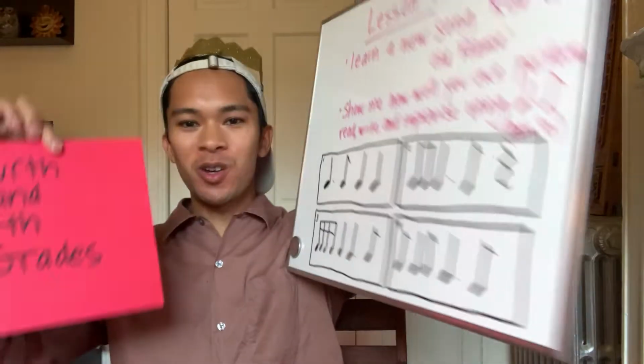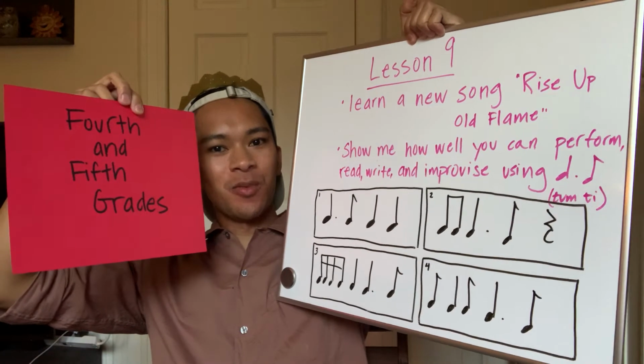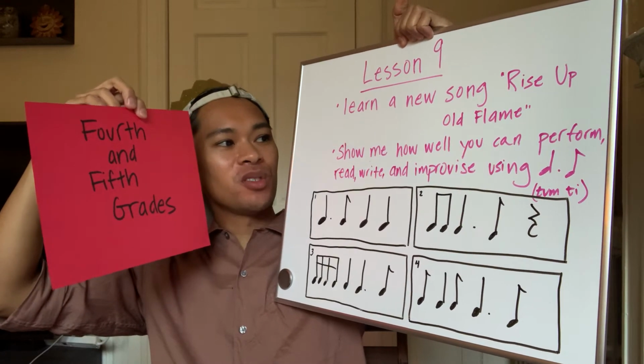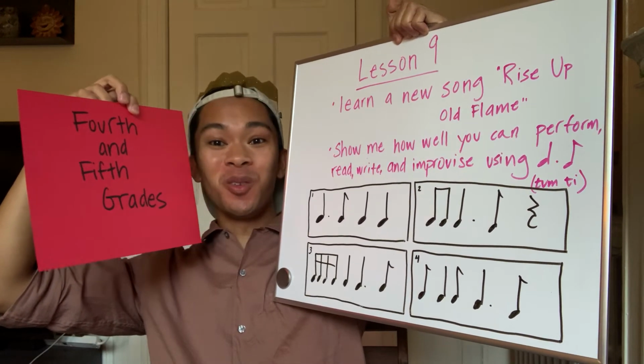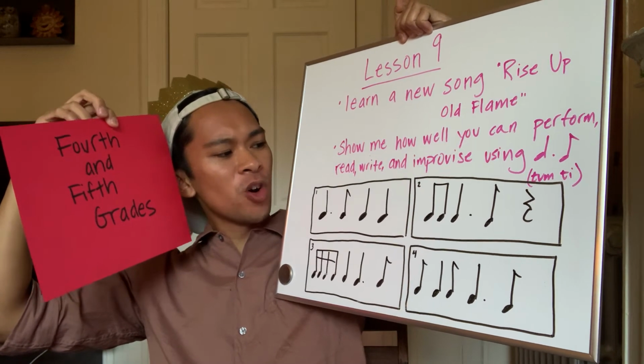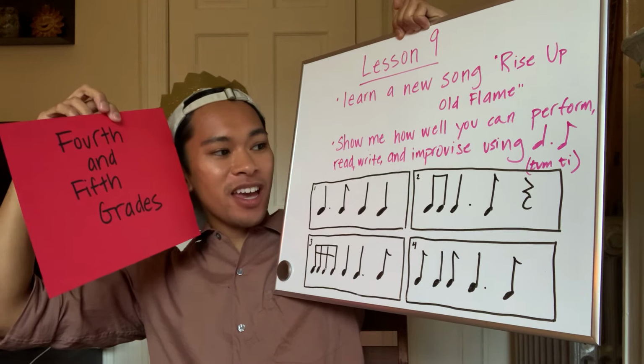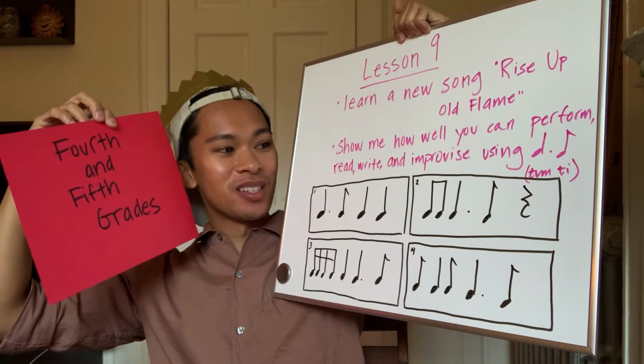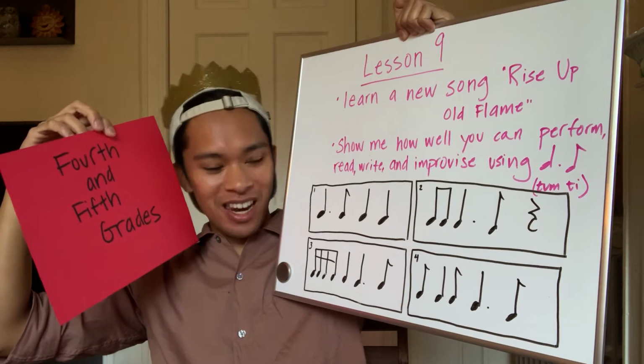So, this is lesson number 9. We are going to be doing some different things today. We're going to first learn a new song called Rise Up, Old Flame. And then you're going to show me how you can perform, read, write, and improvise using tumti. Okay, and I have some rhythms here.